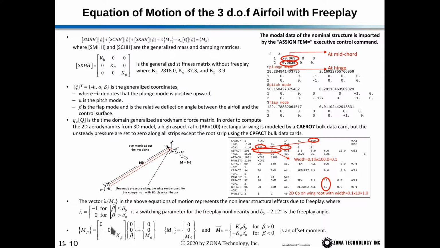M beta here is 0, 0, K beta times beta plus this M naught. M naught is m bar naught. So this m bar naught is equal to k beta times delta naught when beta is greater than 0, and minus k beta times delta naught when beta is less than 0. This is the offset moment, so that we get the piecewise continuous torque theta diagram.